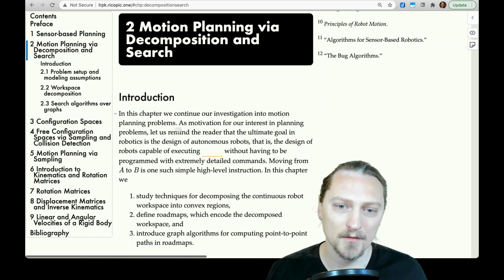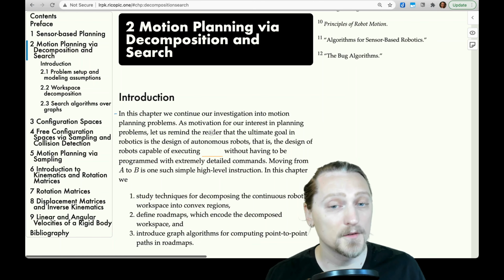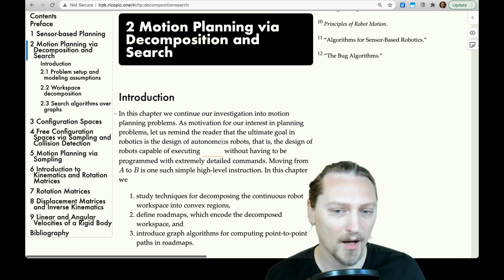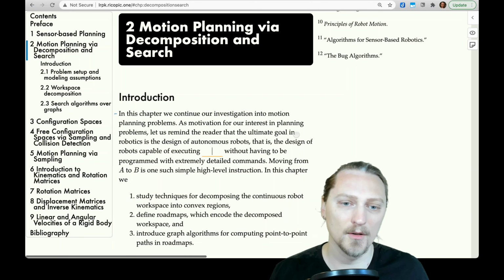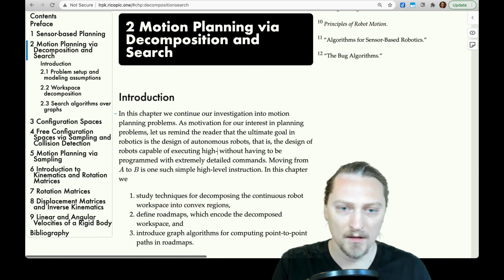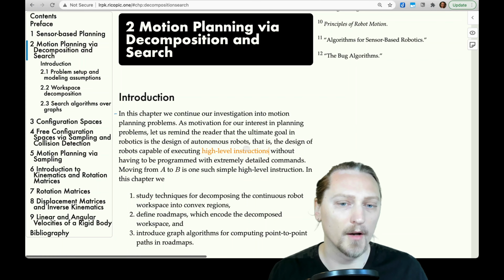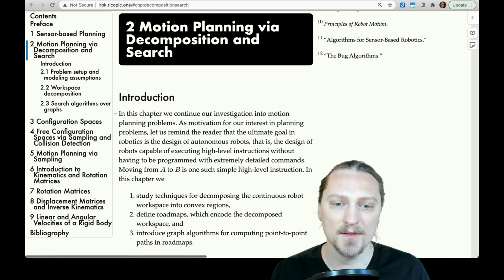As motivation for our interest in planning problems, let us remind the reader that the ultimate goal in robotics is the design of autonomous robots. That is, the design of robots capable of executing high-level instructions without having to be programmed with extremely detailed commands. Moving from A to B is one such simple high-level instruction.